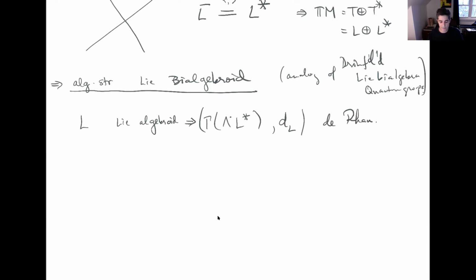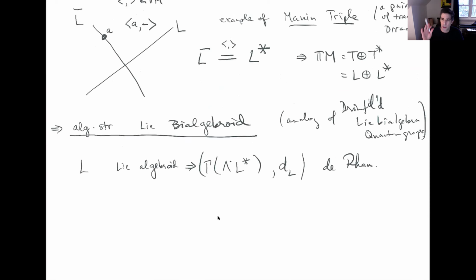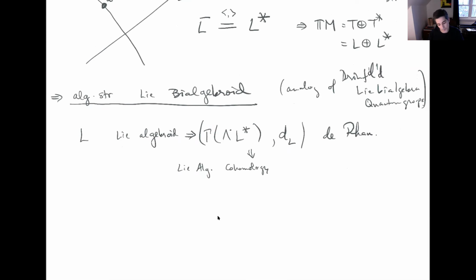Okay, so this means that the obvious relationship between L and L dual is that L dual is like the one forms on L, and it has a differential which goes to 2 forms and 3 forms and so on. But this is always true anytime you have a Dirac structure, that this will have a cohomology, which is called the Lie algebroid cohomology.